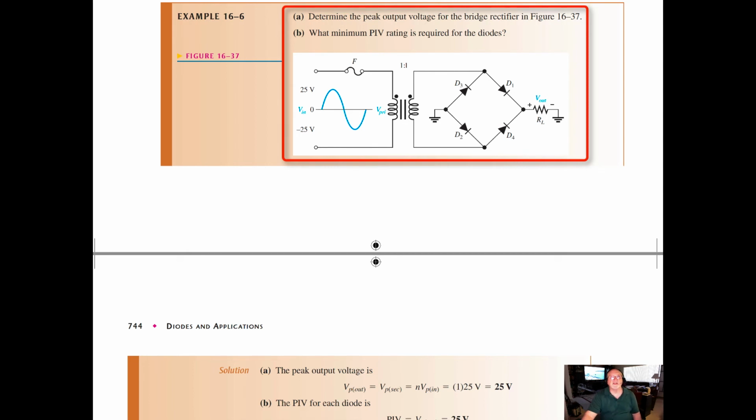Let's take a look at this example. Determine the peak output voltage for the bridge rectifier. What minimum peak inverse voltage rating is required for the diode? So we've got 25 volts in on the primary of the transformer. We've got a 1-to-1 ratio for the transformer, and we've got a full wave bridge rectifier.